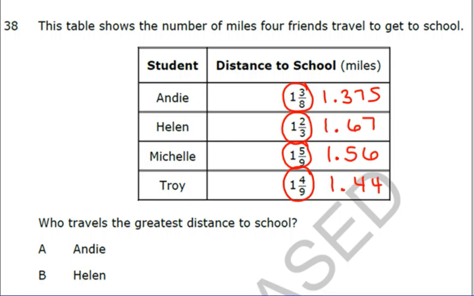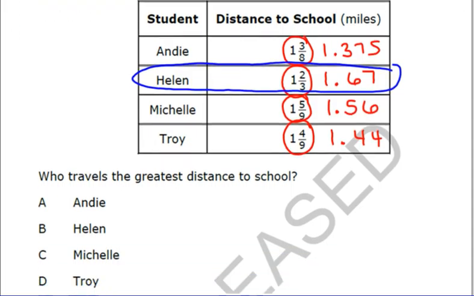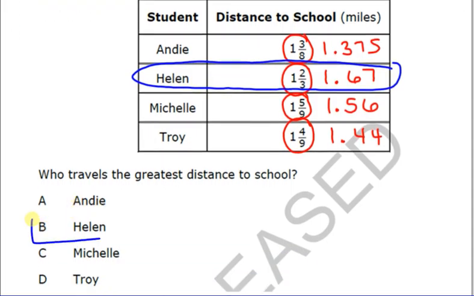Who traveled the farthest distance to school? Well, they all start with a 1, they all have a decimal point, and then they go 3, 6, 5, 4. Who went farthest? Helen did. Sorry, Helen. All right, so Helen B is the answer.